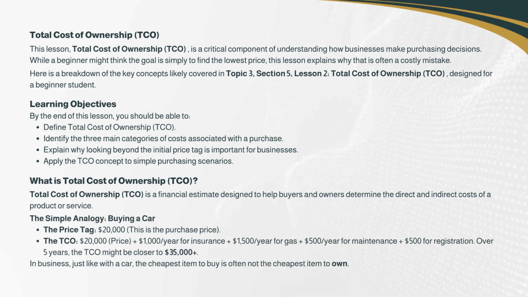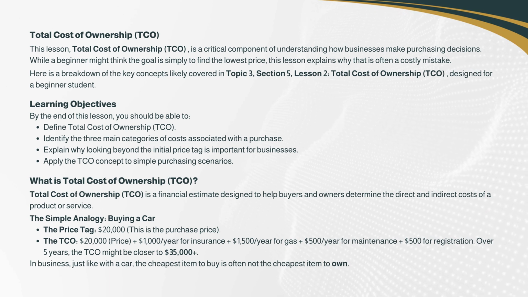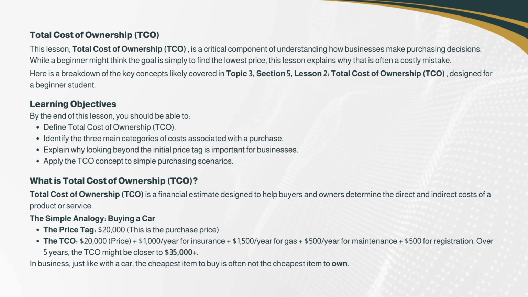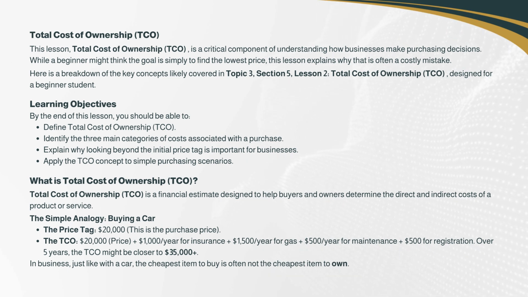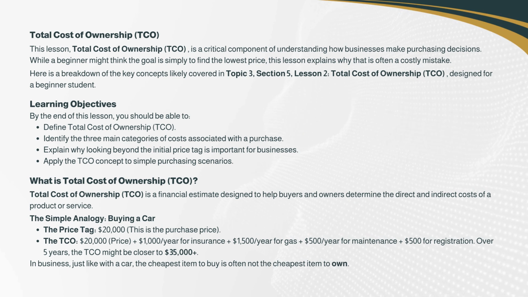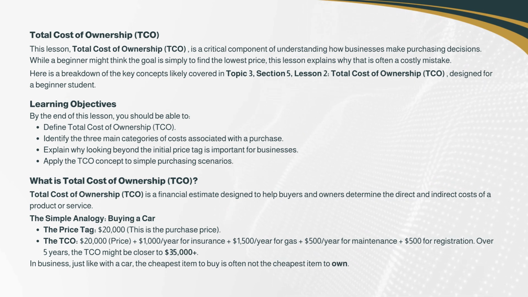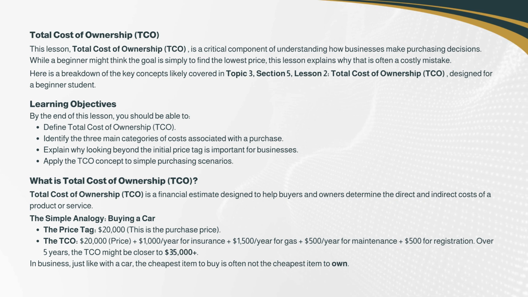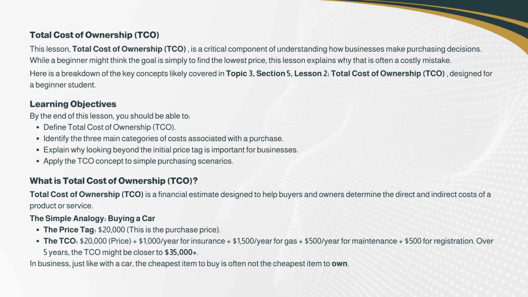The simple analogy: buying a car. The price tag, $20,000. This is the purchase price. The TCO, $20,000, price, plus $1,000 per year for insurance, plus $1,500 per year for gas, plus $500 per year for maintenance, plus $500 for registration. Over 5 years, the TCO might be closer to $35,000 plus. In business, just like with a car, the cheapest item to buy is often not the cheapest item to own.